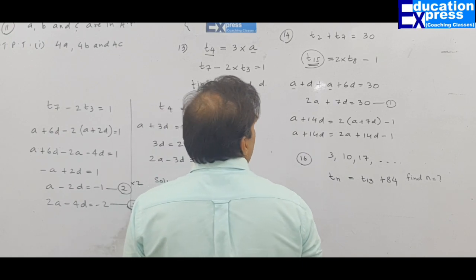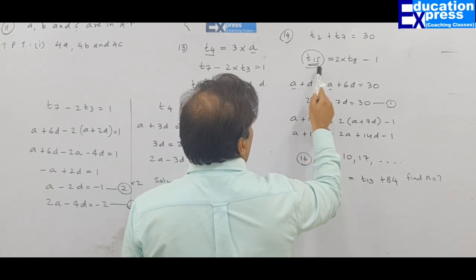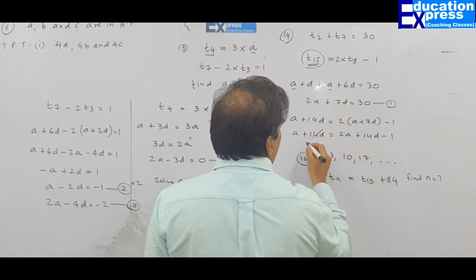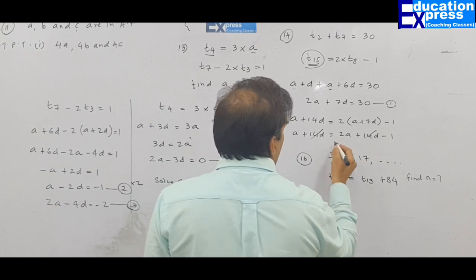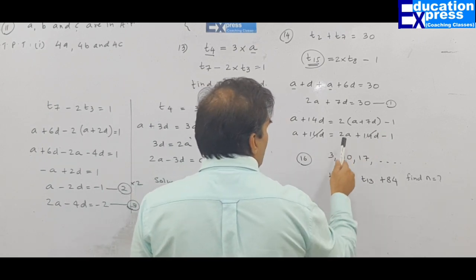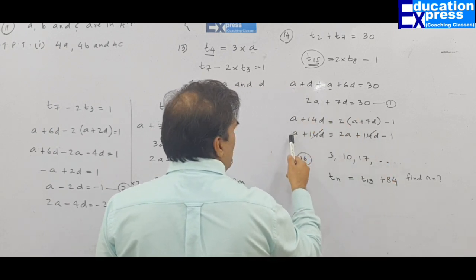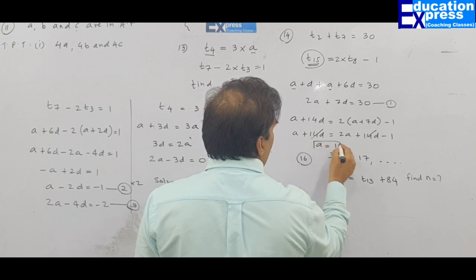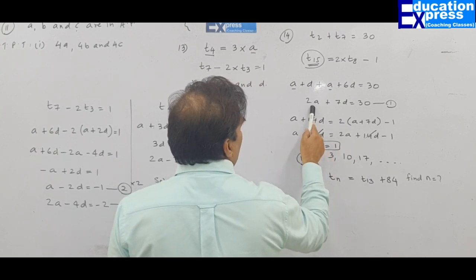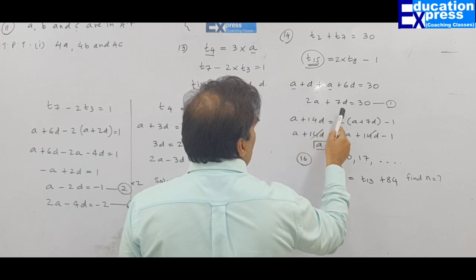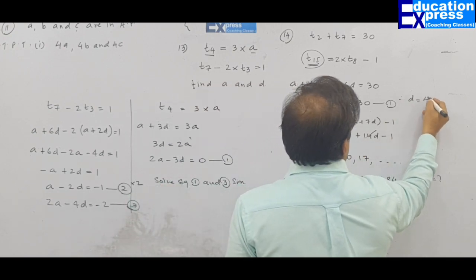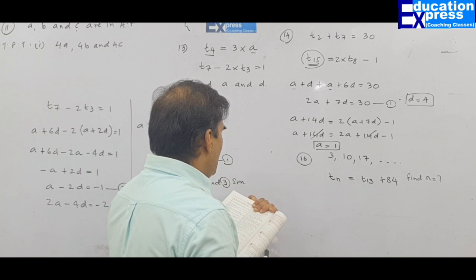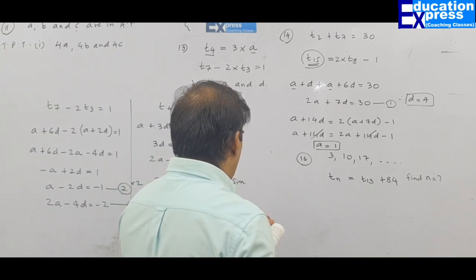My dear friends, a plus 14d, that is your 15th term. Now if you cancel, 14d gets cancelled. Over here, there is no need to do simultaneous equations also. 2a minus 1: shift this minus 1 to the other side and a to this side. 2a minus a, you will get a as 1. My dear friend, a is 1. If you substitute over here, automatically you will get to know d is 4. So we have found the value of a and the value of d. They are asking us to find the value of a and d.